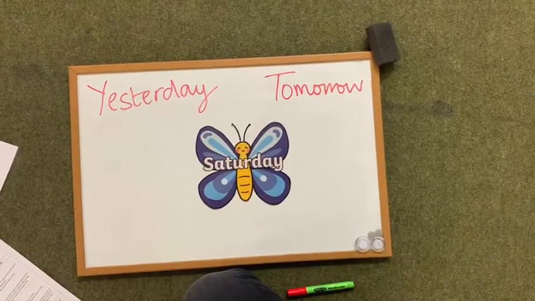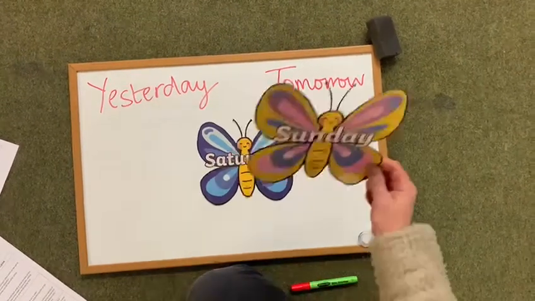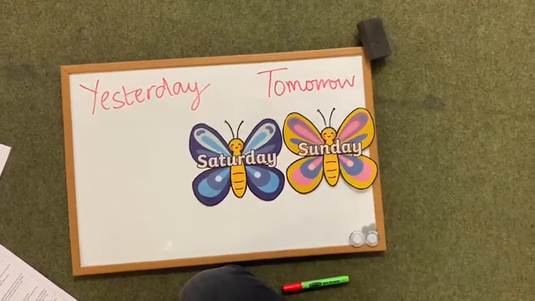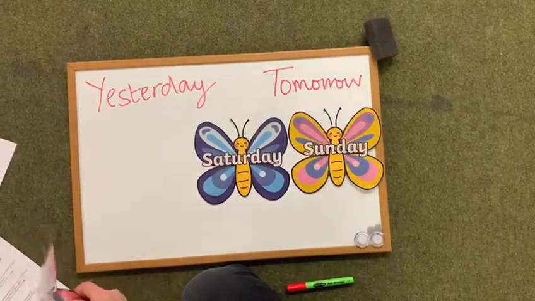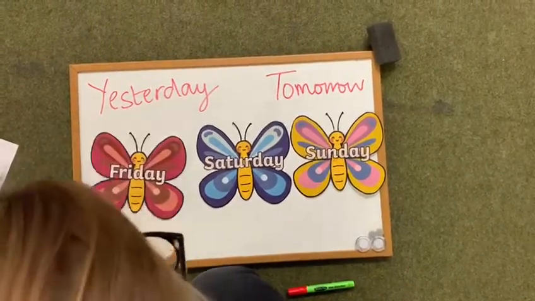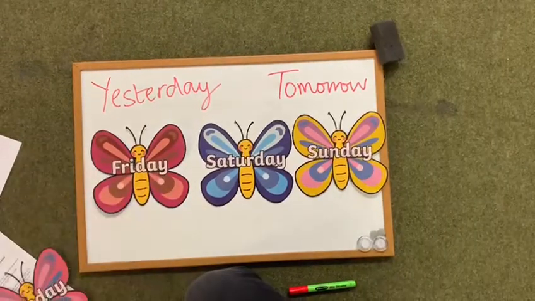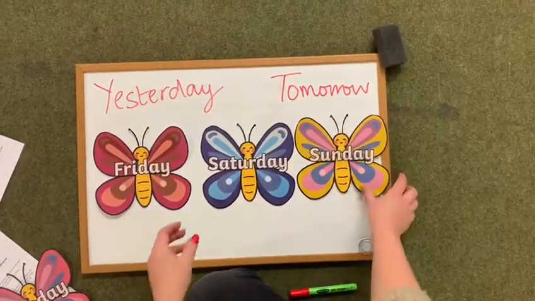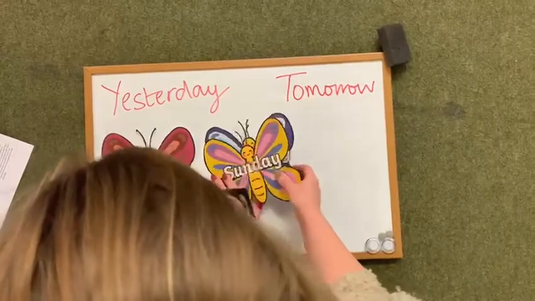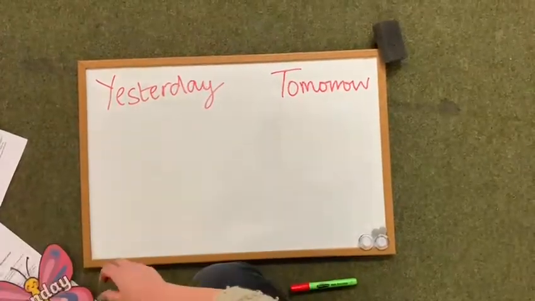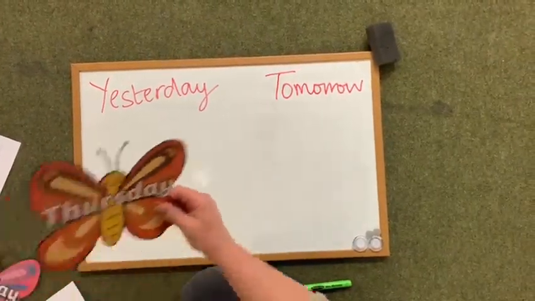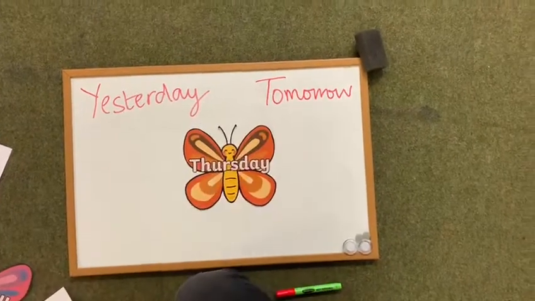Okay, so the day after Saturday, tomorrow, it would be Sunday. And the day before Saturday would be Friday. Okay, we're going to try that one more time. Well done, everyone. This is super tricky. So, the day is Thursday.